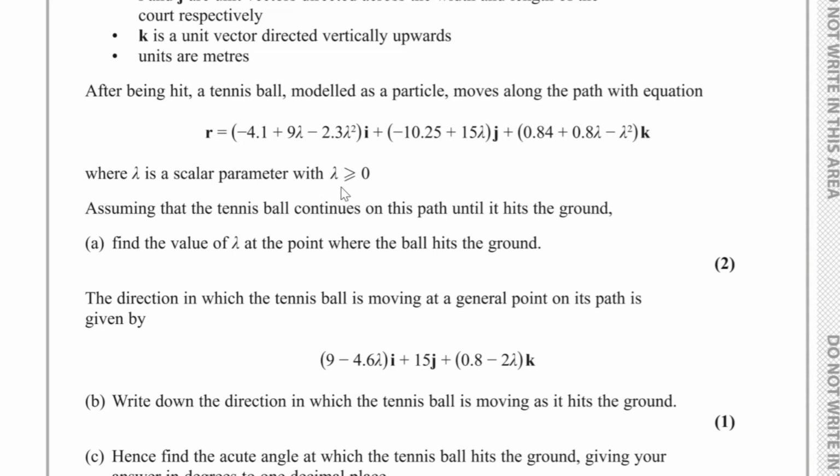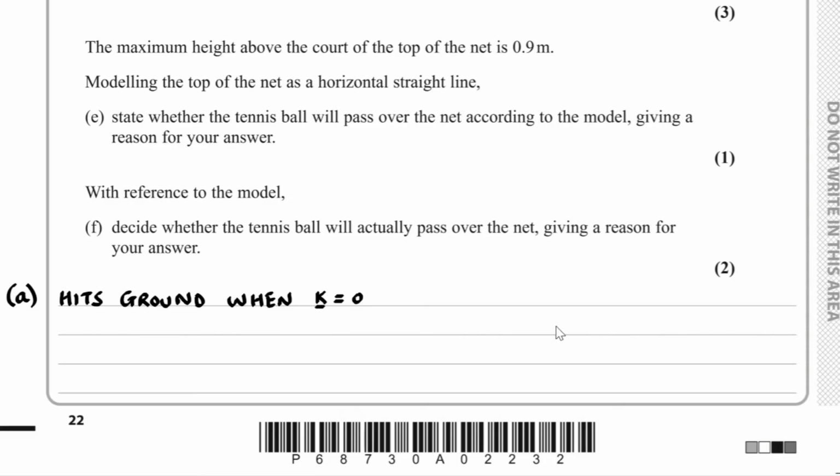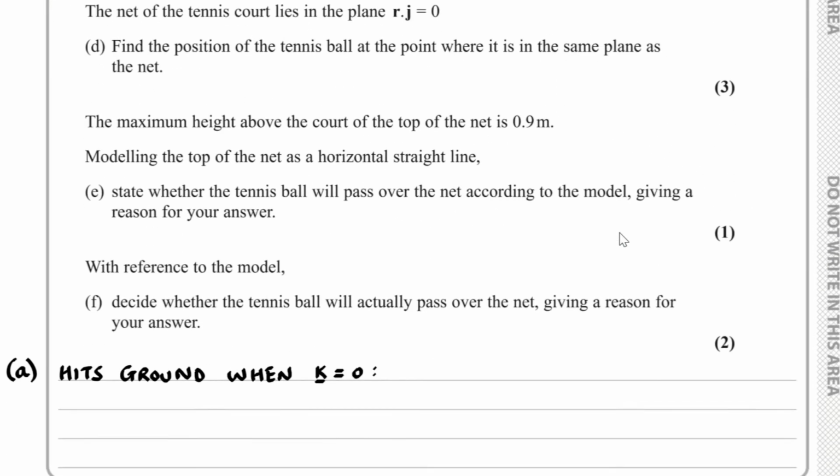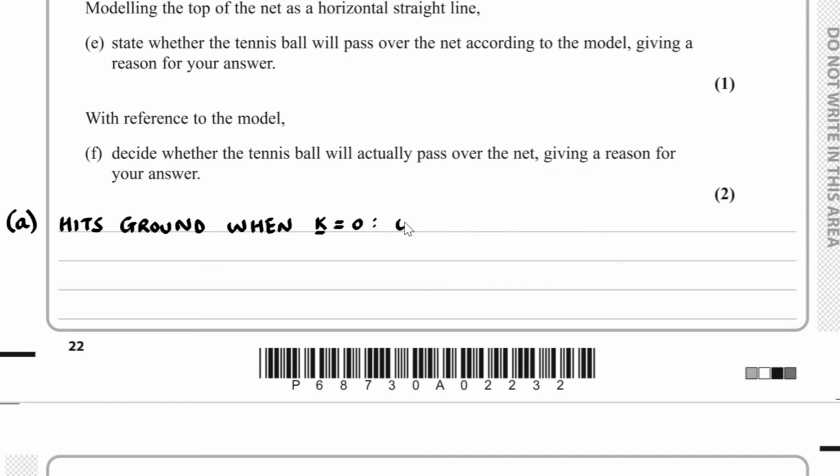Lambda is a scalar parameter, with lambda being greater or equal to 0, and assuming that the tennis ball continues on this path until it hits the ground, we have to find the value of lambda at the point where the ball hits the ground. Well, it hits the ground when the k component is equal to 0, so if I go back, I have to set this k component equal to 0. So I've got 0.84 plus 0.8 lambda minus lambda squared equals 0.